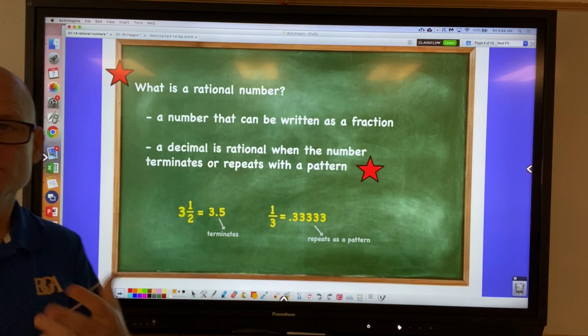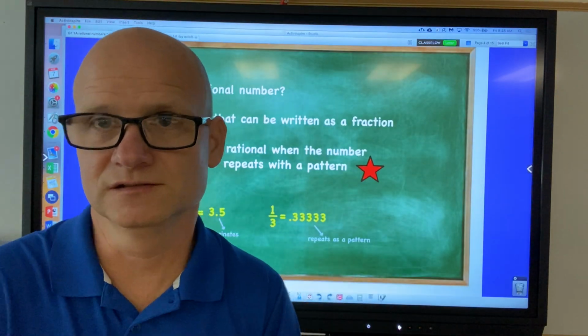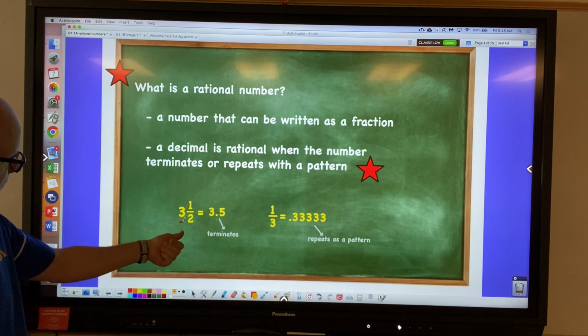Then the next thing I want you to write down is, what is a rational number? Well, look what the definition says. It's a number that can be written as a fraction. So do you see this? That's a rational number.